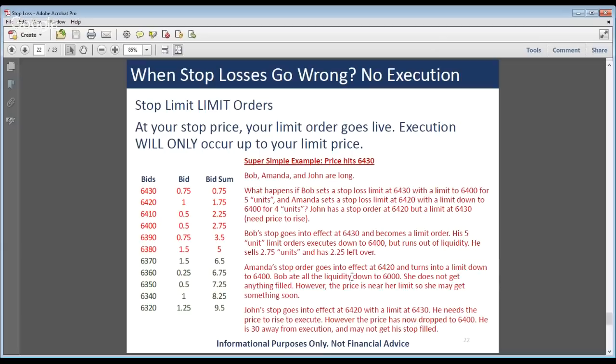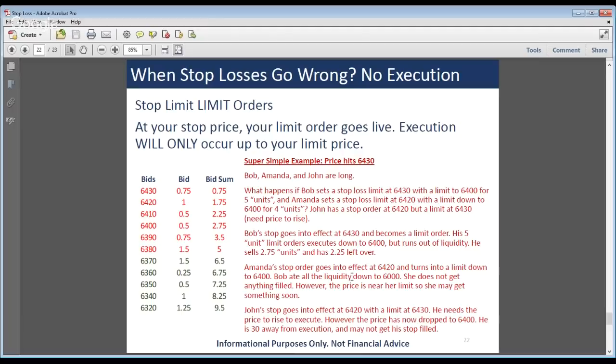So what happens if Bob has a stop loss? With the stop at 64.30 and a limit down to 6,400 for 5 units, or let's just call this 5 Bitcoin. Amanda has a stop loss limit as well, but she has her stop at 64.20 and also a limit down to 6,400. John has a stop order at 64.20, but his limit is at 64.30. So he needs the price to rise to actually sell.